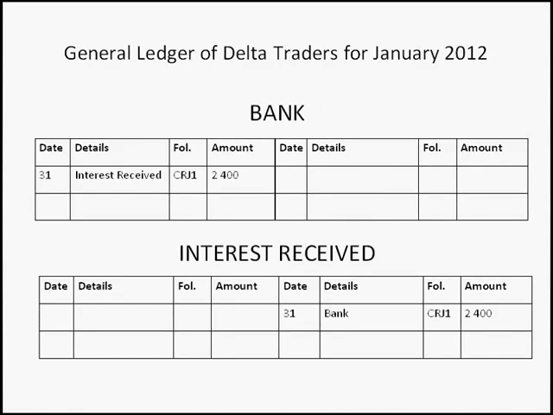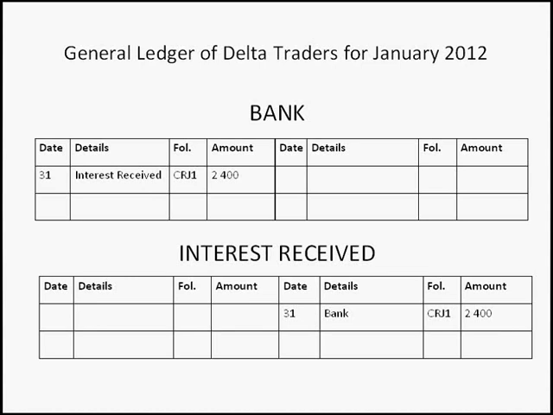The two accounts will be the two accounts that you've identified from before. So it will be bank and interest received. And what happens is that the information you put in the details column is exactly the name of the other account that you're using. So in the bank account, in the details column, you will use interest received because that is the other account you're using.